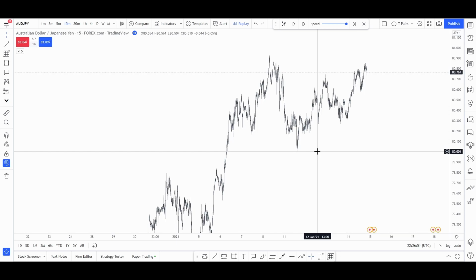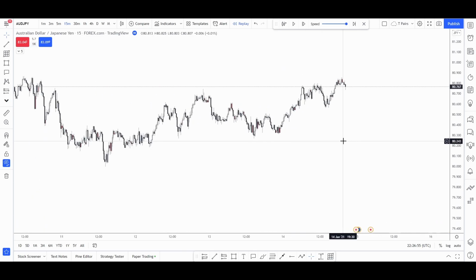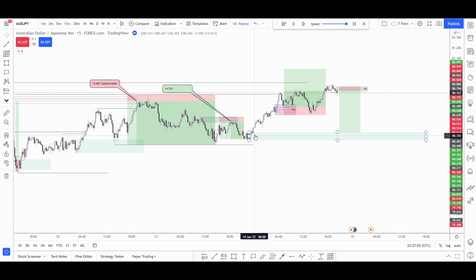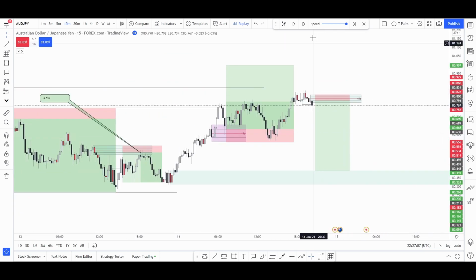Would that be too far? Probably. Oh well. We would pretend that we're taking partials, or if we could take partials. But yeah, we're going to target to here originally, because it looks like that might be a strong enough order block to send us back upwards. Right, okay, that's the idea anyway.